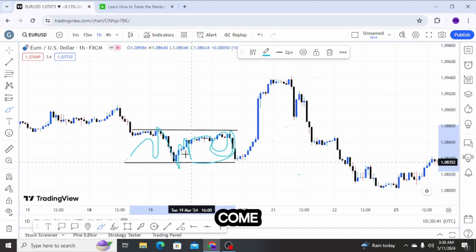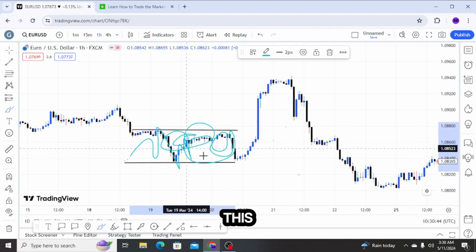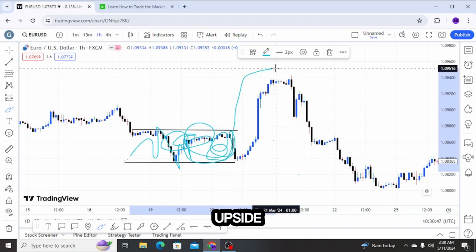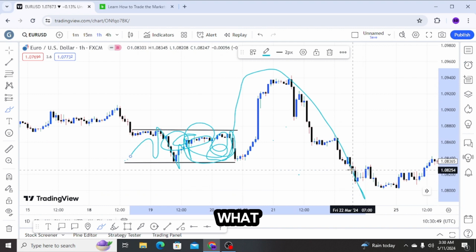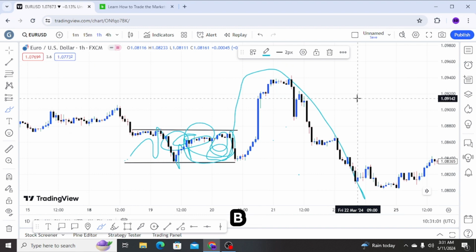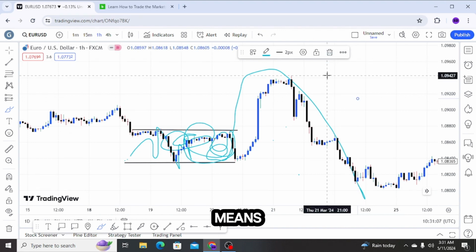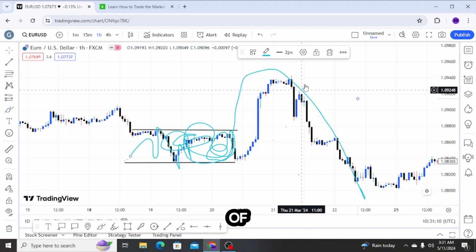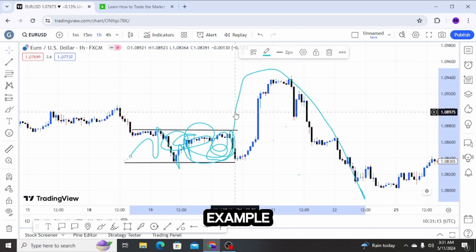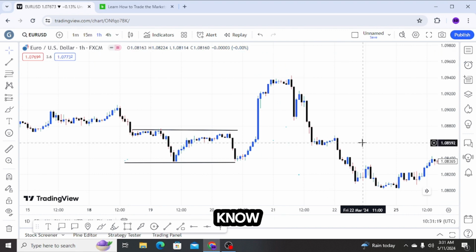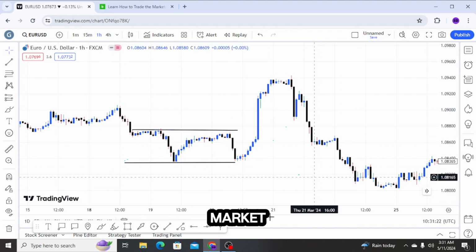This is where smart money comes in, when they get more buyers at this zone before they either take the price to the upside or to the downside. So that's what we call consolidation in ICT. It is when price is going from point A to point B, from point B to point C within a particular range. That is what it means. So I'm going to show you guys another example of this consolidation, so you can really understand it and know how it's forming in the market.